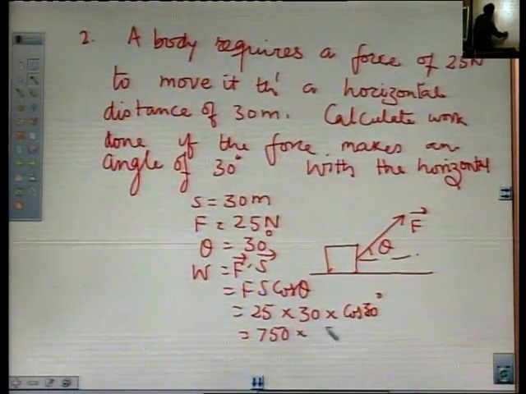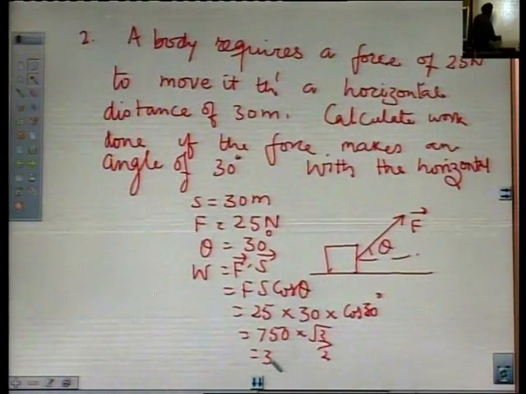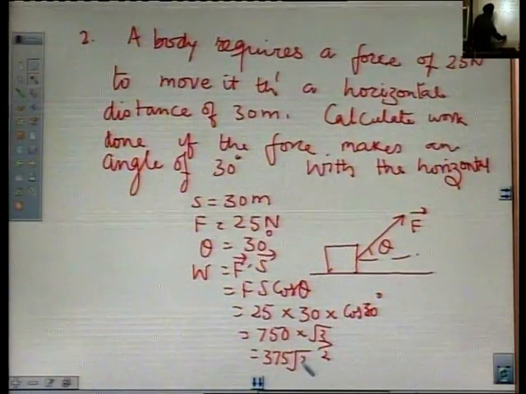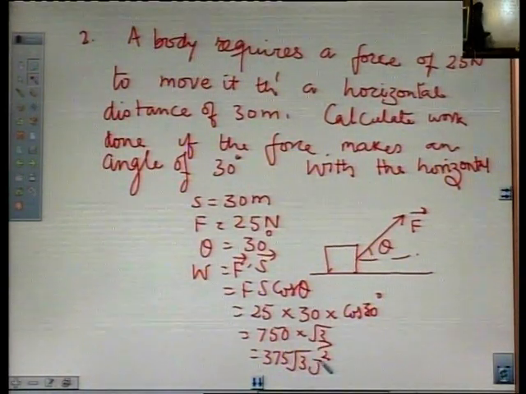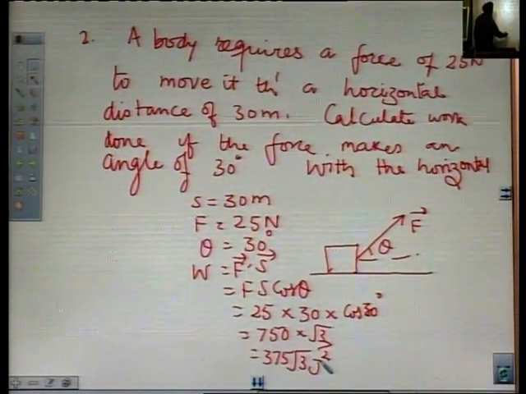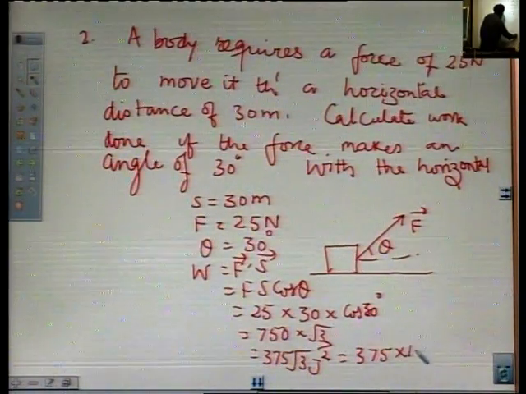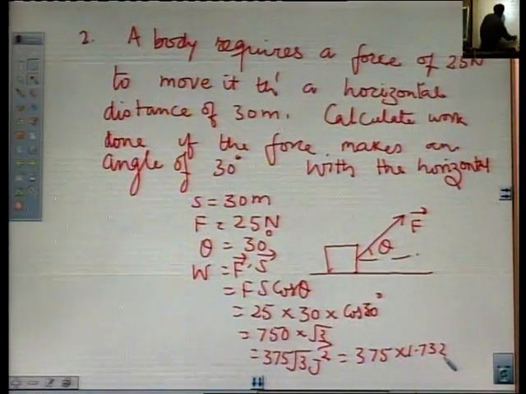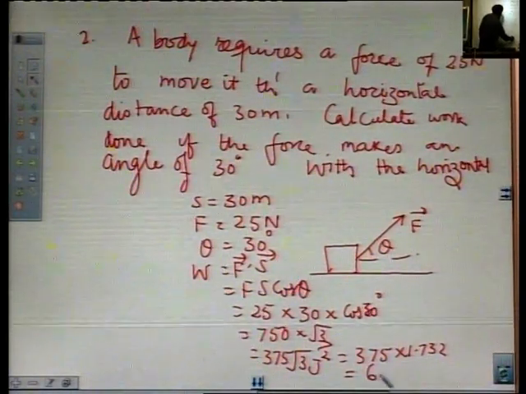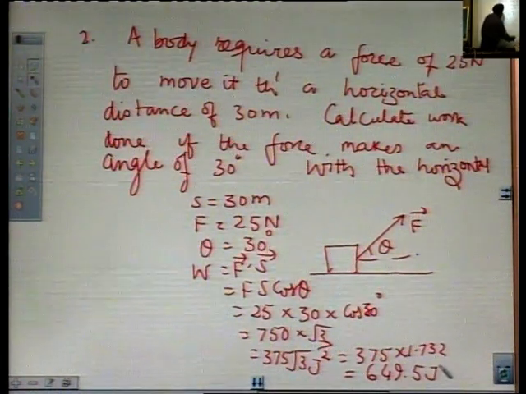750 cos 30, which is root 3 by 2, gives 375 root 3 joule. That is the work done. The value of root 3 you should remember: 1.732, and if you calculate this, it will come out to be 649.5 joules.